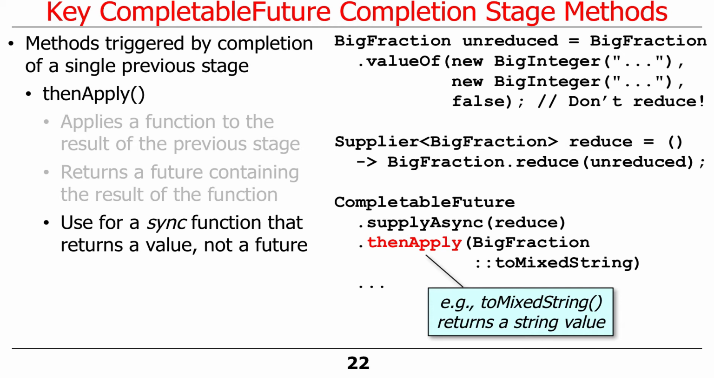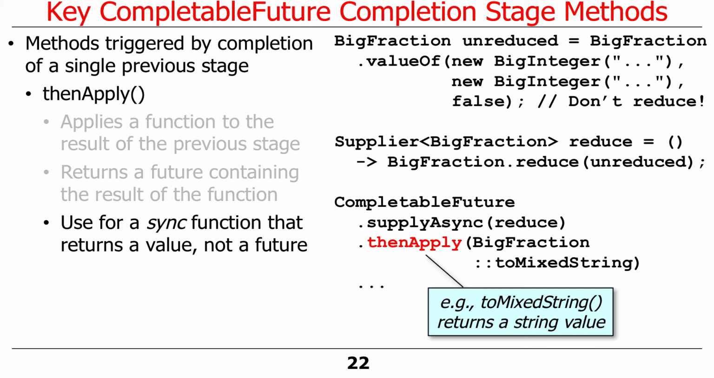So this is what I showed you before. supplyAsync will do the reduction of the big fraction in a background thread in the pool. And then when that is finished, thenApply will have that result turned into a mixed string. And toMixedString is a synchronous function. It returns a value. It returns a string, right? Not a future to a string. It returns a string. And thenApply will return a completable future to this string. That's just the way it works.